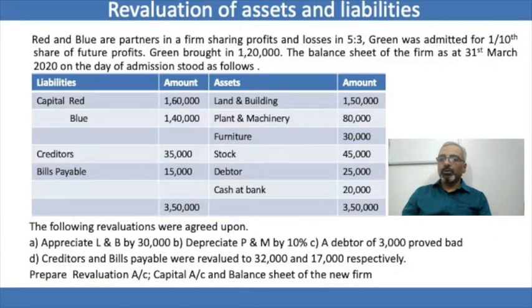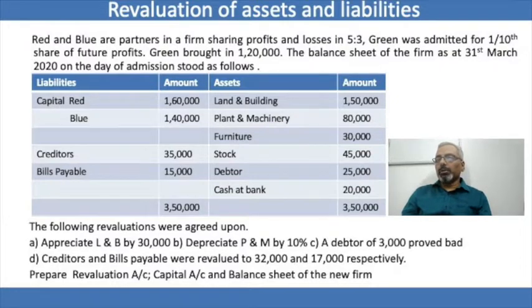Now there is a balance sheet you can see, and we have the liability side where the capital of red and blue, the old partners, are 1,60,000 and 1,40,000 respectively. The value of creditors is 35,000. The value of bills payable is 15,000. So that gives us a total of 3,50,000.